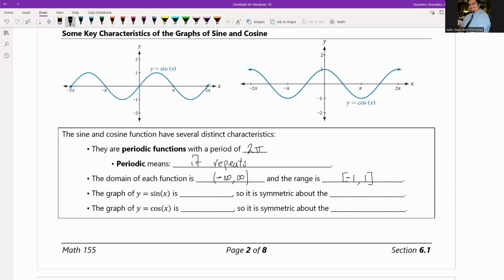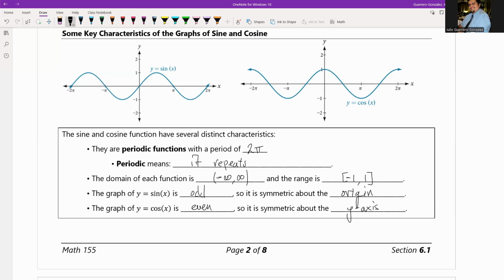Sine, if you remember from chapter 5, is an odd function. So it is symmetric about the origin. And the cosine is even. So that is symmetric about the y-axis.